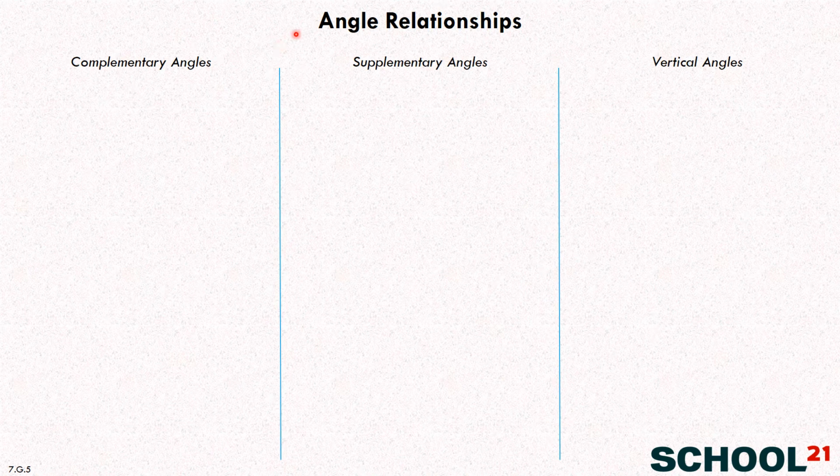Okay, let's talk about angle relationships. We're going to talk about three kinds: complementary angles, supplementary angles, and vertical angles. First, let's start with the complementary ones.